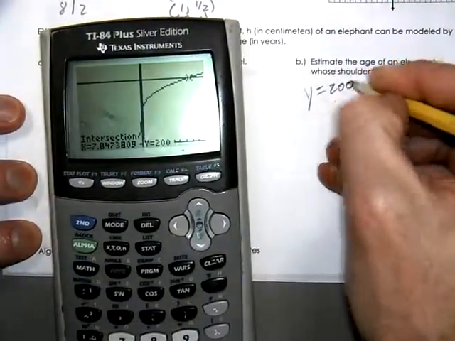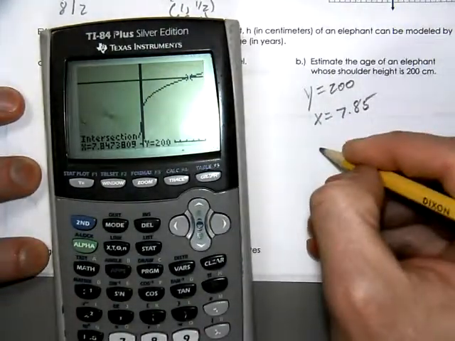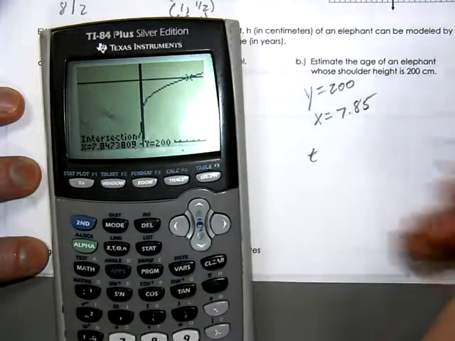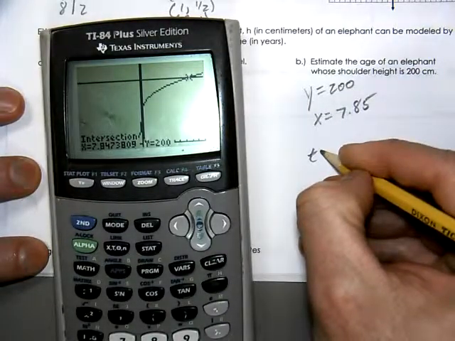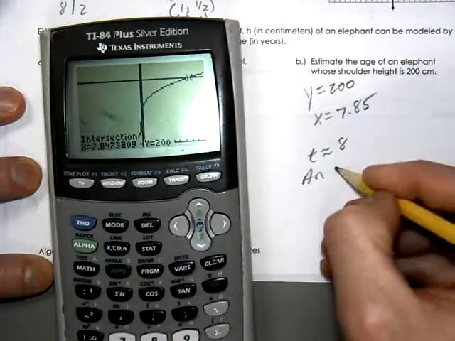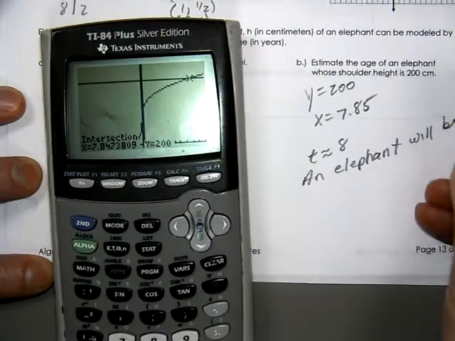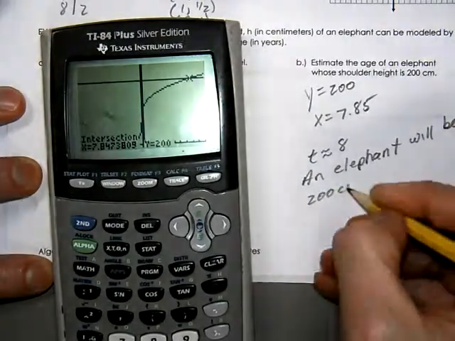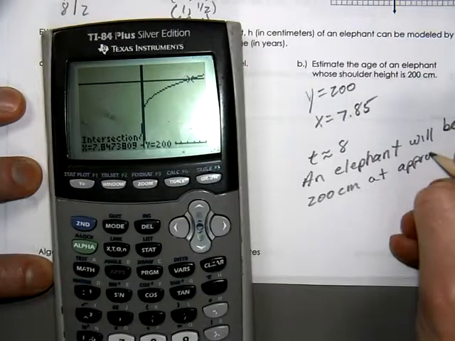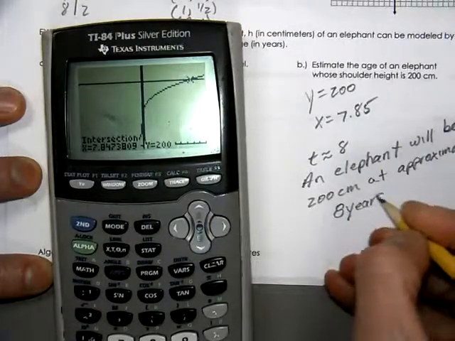So to figure out when y is 200, our calculator gives it to us at 7.85. So we know that the years is approximately 8. An elephant will be 200 centimeters at approximately 8 years old.